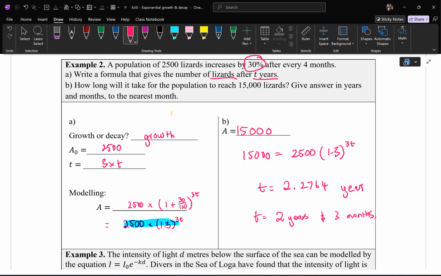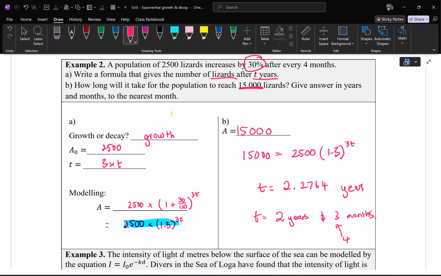That's true. In this question, you're right, actually. Mathematically, it's closest to 2 years and 3 months. But logically and application-wise, because it's asking how long will it take the population to reach 15,000, they'll be short of 15,000. So the next closest month would have to be 4 months. You're right. So we need to round that up to 4.